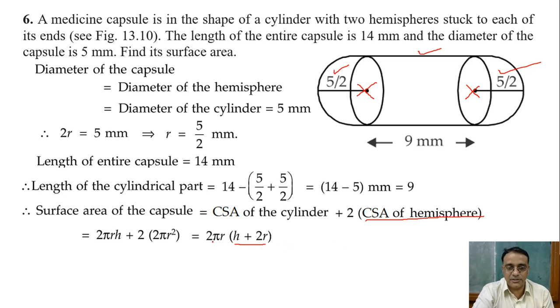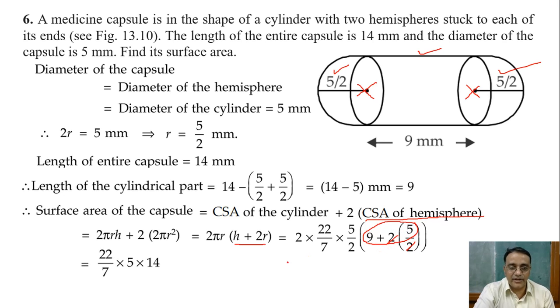Now I am going to substitute all the values. 2 into 22 by 7 into 5 by 2 into 9 plus 2 into 5 by 2. What is 9 plus 5? 14. Okay. Here we got 22 by 7 into 5 into 14, so directly the 7 cancels. So we got 220 millimeter square. So this is the required surface area of the medicine capsule.